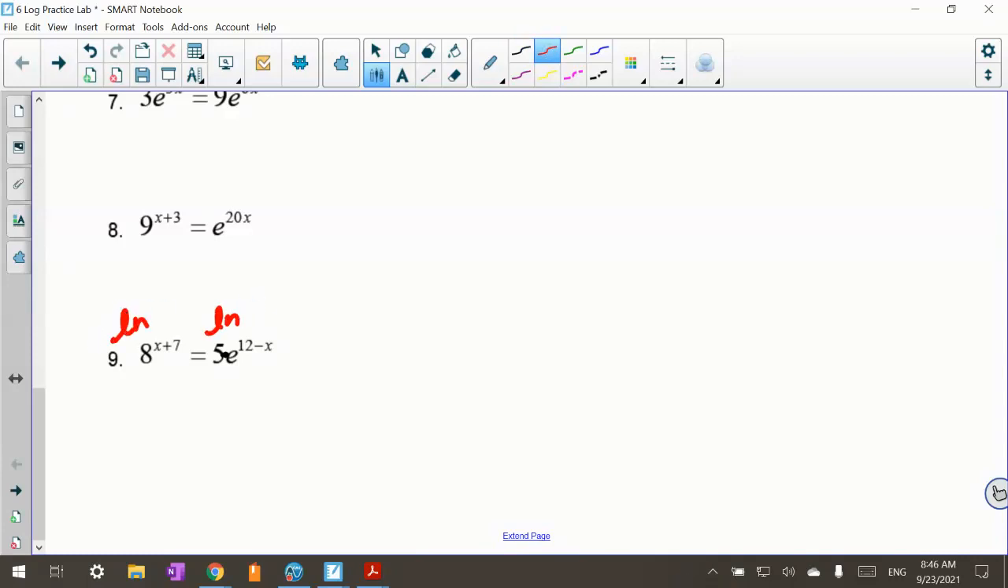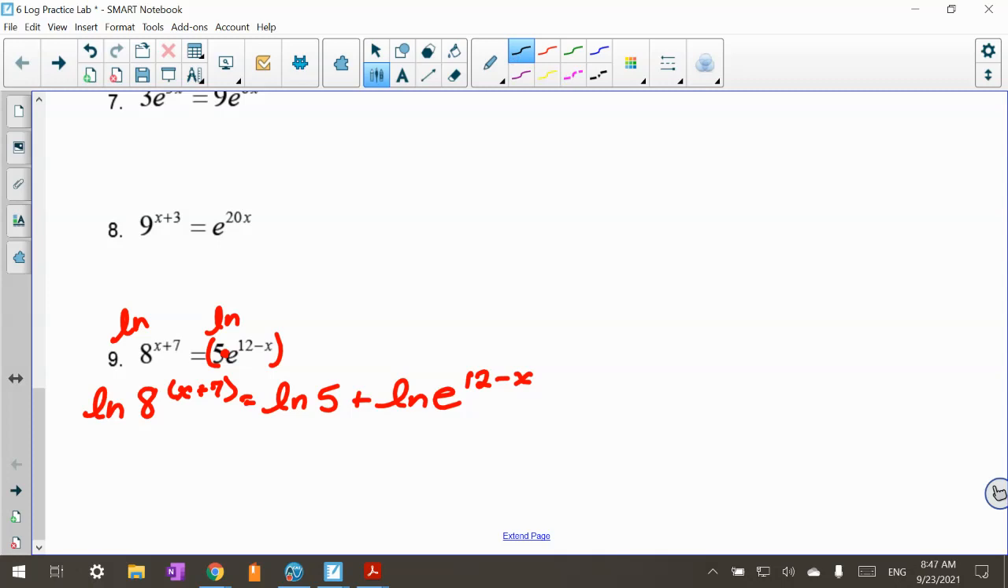And when I do, I have to remember there's a multiplication going on here. So I'm going to go really slow: the natural log of 8 to the x plus 7. I'm going to put it in parentheses so I don't forget to do that when I bring it down front, equals, now you got to be careful. If I natural log multiplication, I can pull it apart with addition. And then you have to natural log both of them. So that's really important that you do that.